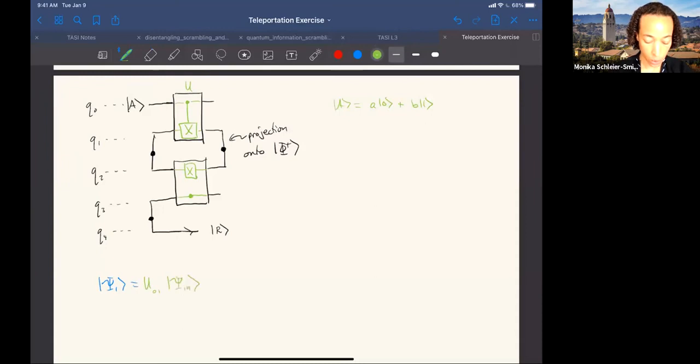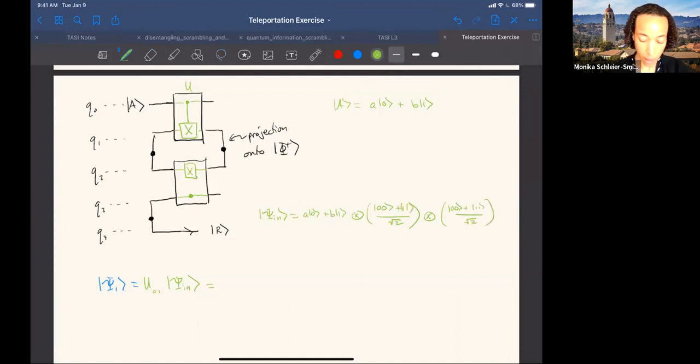Let's just remind ourselves: our input state is (A|0> plus B|1>) cross (|00> plus |11>)/root 2.